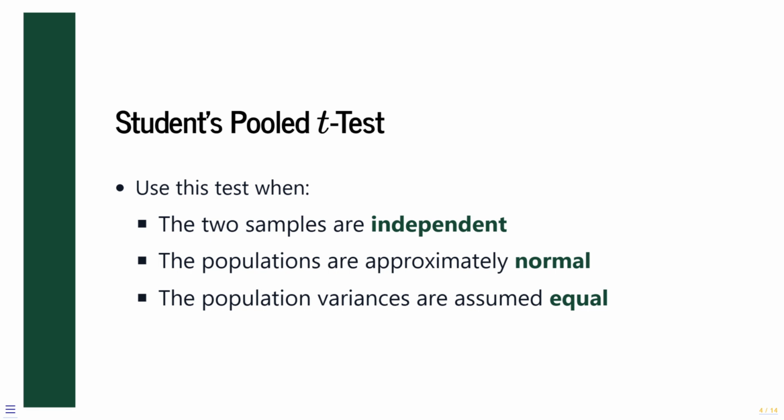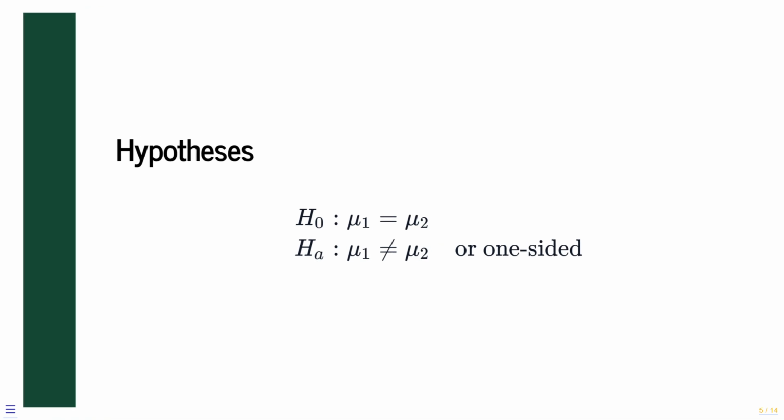The first method is Student's pooled t-test. We use it when the samples are independent, the populations are approximately normal, and the population variances can be treated as equal. The null hypothesis says mu sub 1 equals mu sub 2. The alternative may be two-sided or one-sided, depending on the question.